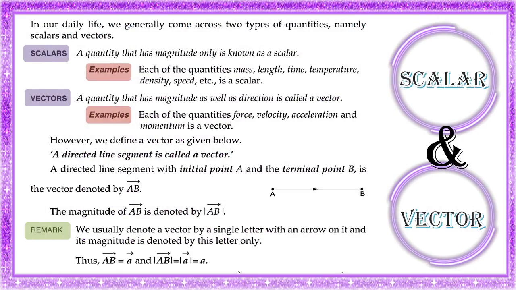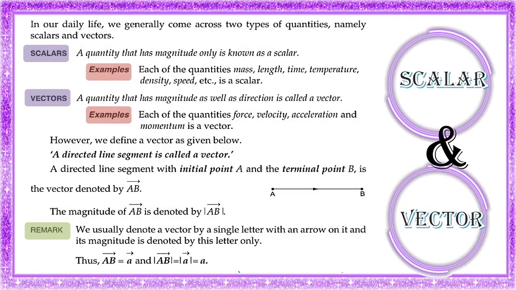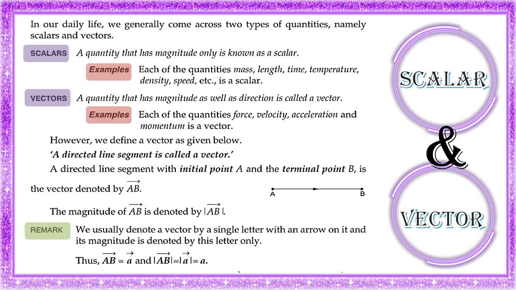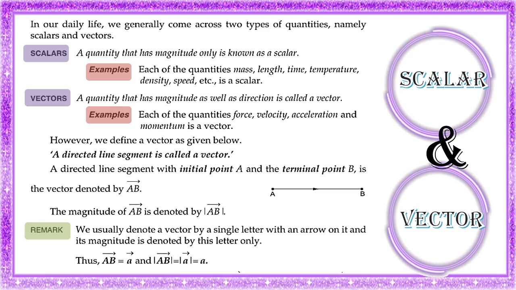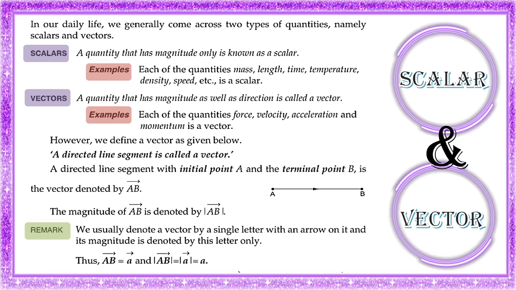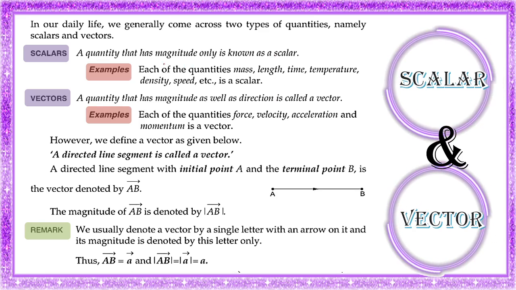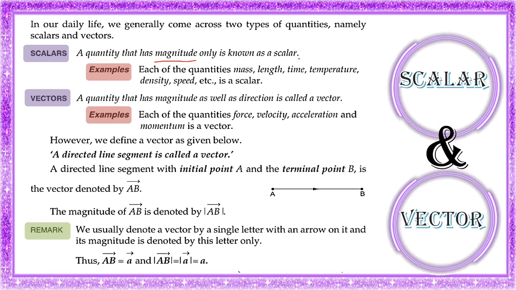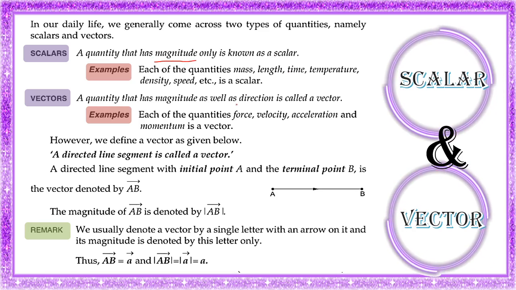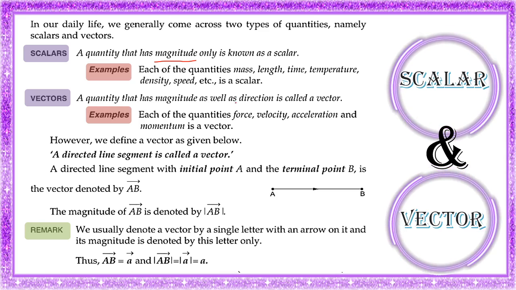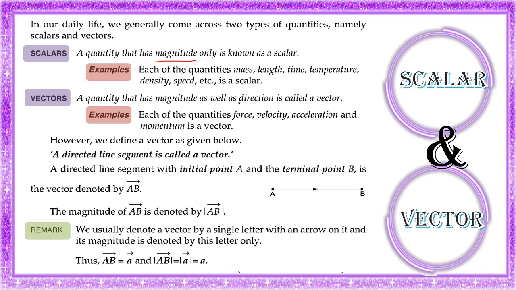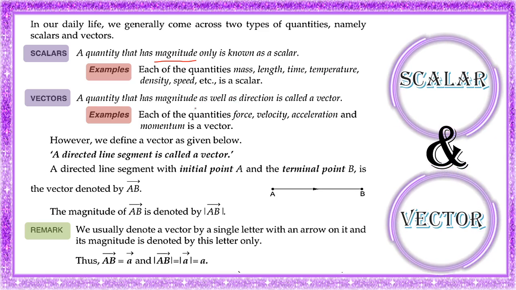So let's start. If I talk about quantities, in our daily life, we generally come across two types of physical quantities, namely scalar and vectors. A quantity that has magnitude only is known as a scalar. For example, height. Height is only height. We don't have any kind of direction in that. Plus, we have length, time, temperature, so many other quantities also.